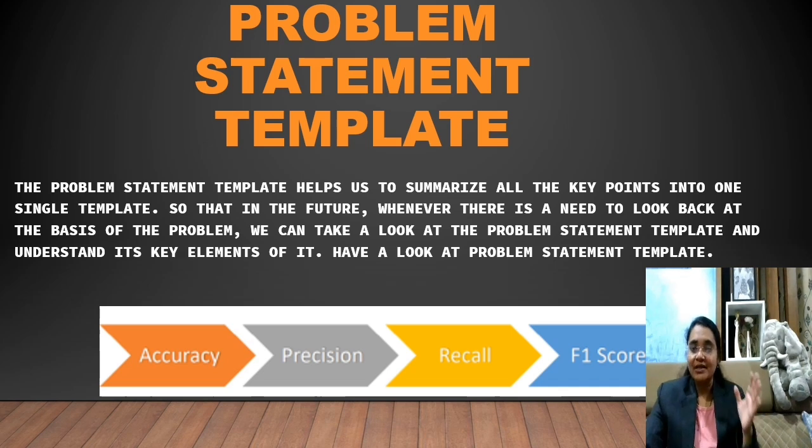So in this topic, understand that the problem statement template is going to have four things, and it is going to have the key points: what is the accuracy of the project, what precision we are going to have, what we are going to recall, and what score we are going to get from this project.